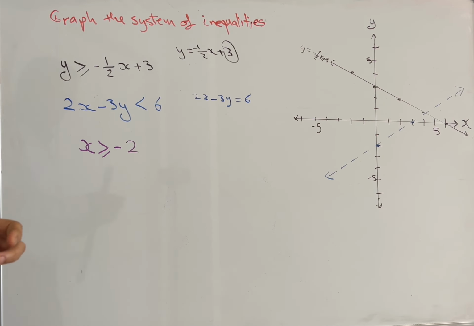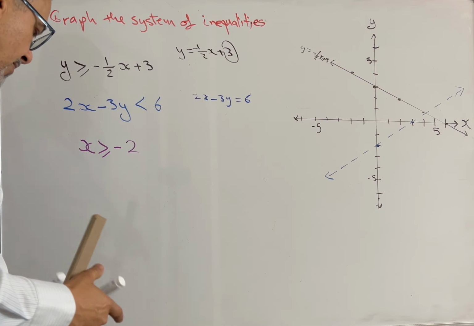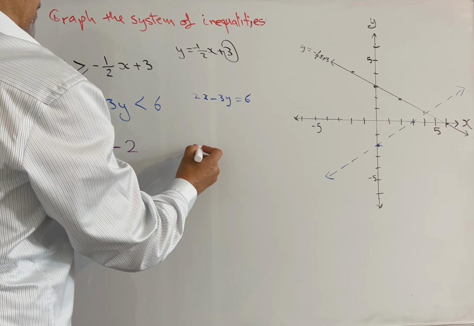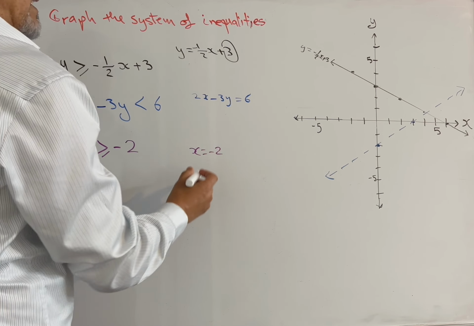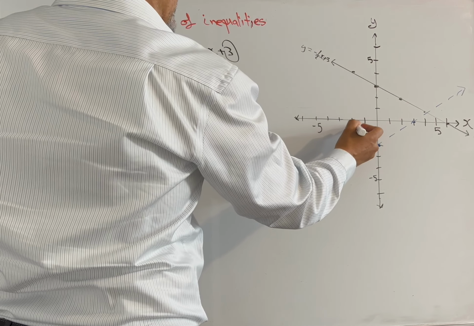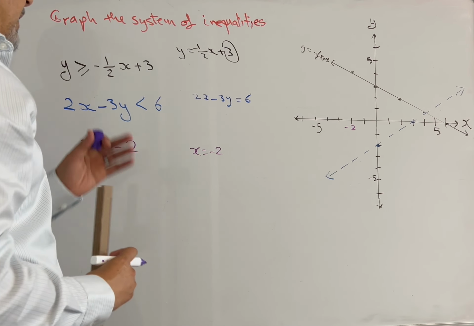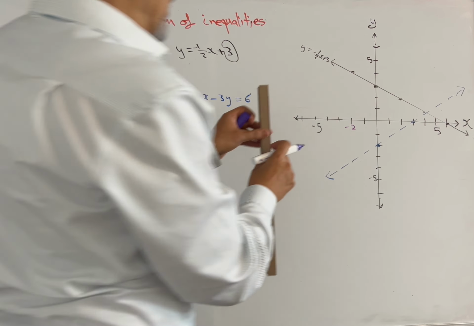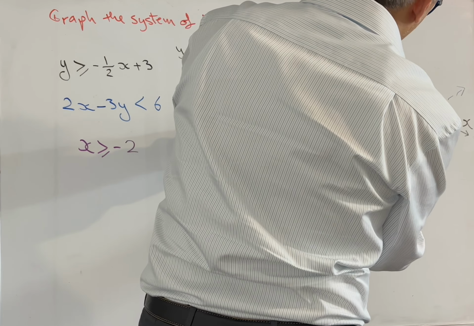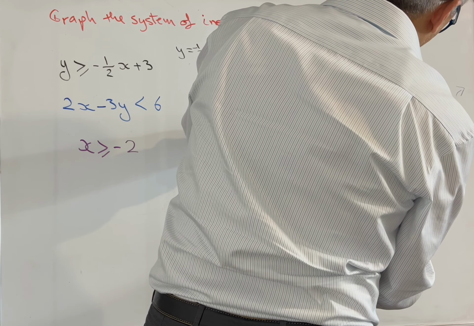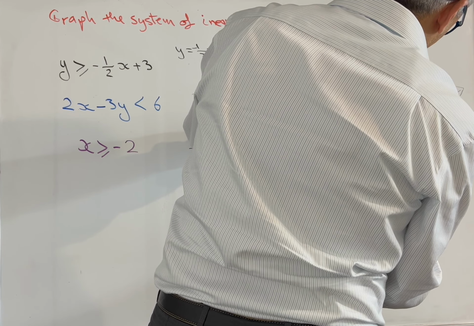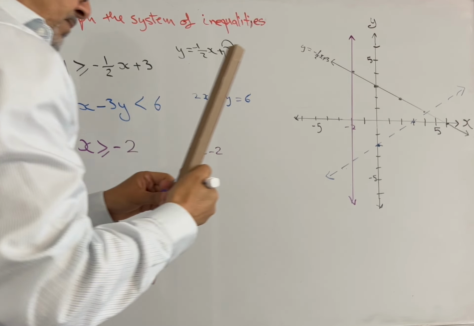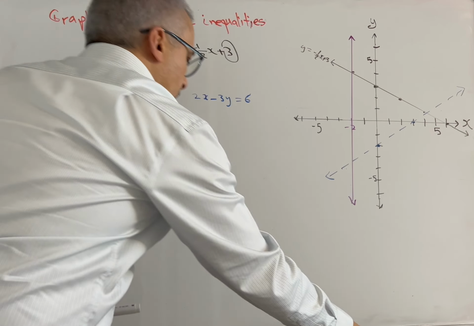So these are the two lines, and then I'm going to graph x equals -2. That's where x is -2. It's a vertical line through -2, and the inequality sign has an equal sign with it, so it's going to be a solid line right through x equals -2. So that's what we have right here.